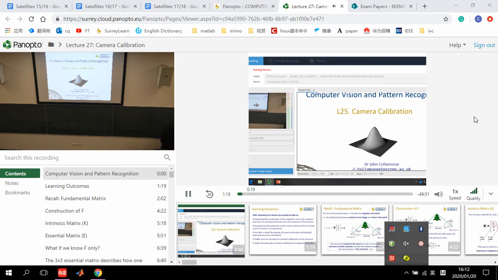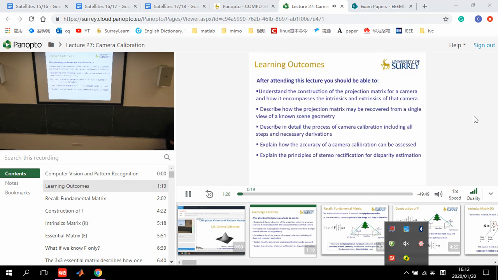So in this first hour then, for which I've distributed the handouts, the learning outcomes are, first of all, to understand how this projection matrix for a camera is constructed. We've touched on that and we're going to return to it and see how it encompasses the intrinsic and extrinsic parameters of a camera. And then we're going to see how we can directly recover the projection matrix from observations of a known prop, like a grid.